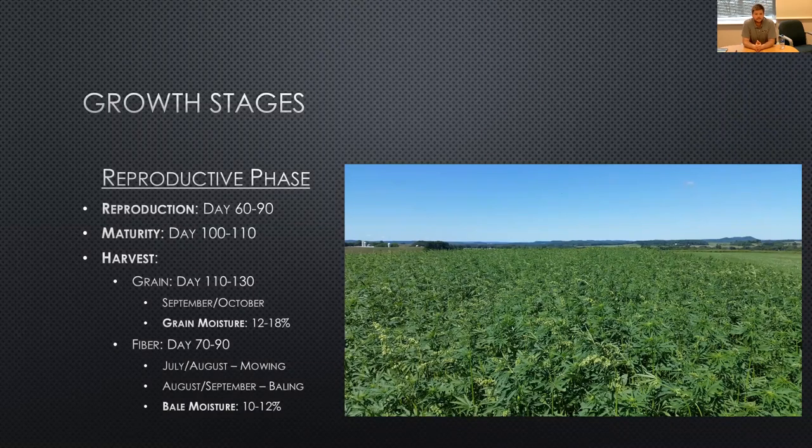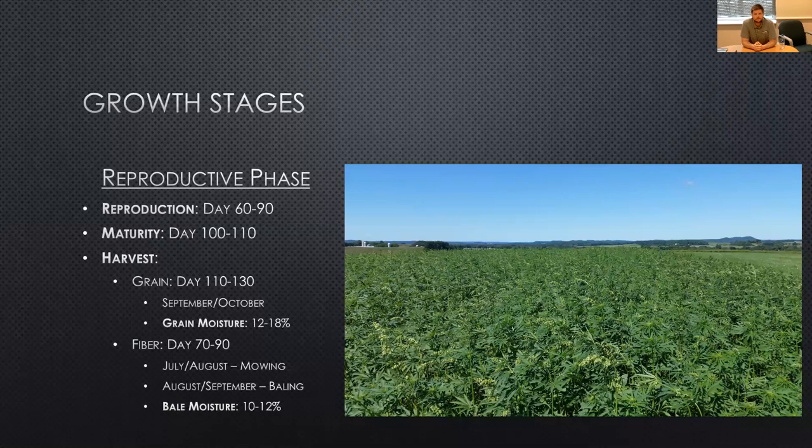So once we pass the summer solstice on June 21st, we start to enter into the reproductive phase and flowering begins. In the photo here, you can see the male flowers showing more evident. The female flowers are there, but a little more difficult to see in the photo.